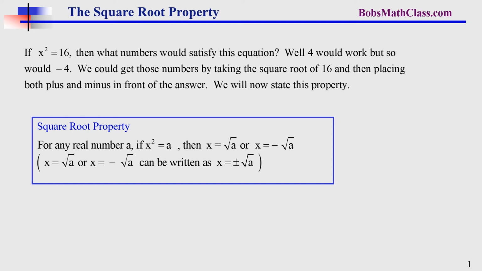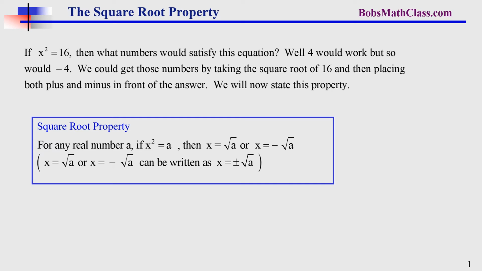Anyways, this square root property is used to solve equations such as what we have here. If x squared equals 16, we're going to use it to solve that equation. So it asks, what numbers would satisfy this equation? Well, 4 would work, but also negative 4 would work. Those are the square roots of 16. 4 squared is 16, and negative 4 squared is also 16. So we're going to get that by taking the square root of 16 and then placing both plus and minus in front of the answer.